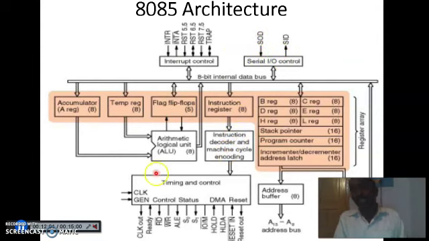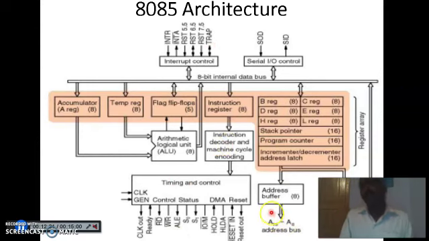Next, the features of 8085. It is an 8-bit processor. Here, the internal clock frequency is 3 MHz. These are the features. It consists of an 8-bit data bus and an address bus.